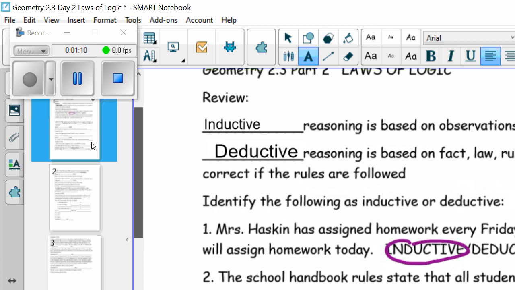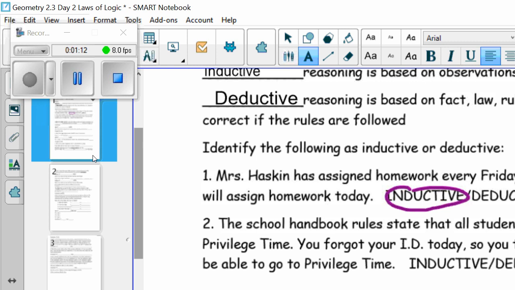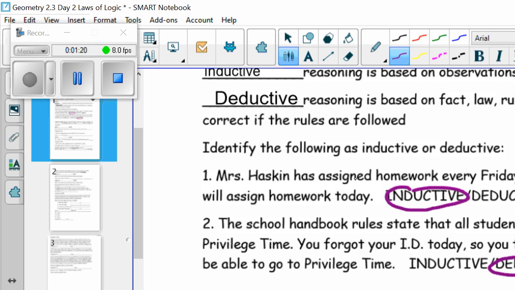Number 2, the school handbook rules state that all students must wear an ID to attend privilege time. You forgot your ID today, so you tell your best friend you won't be able to go to privilege time. This is deductive because this is based on rules.